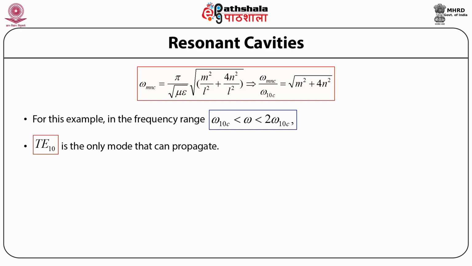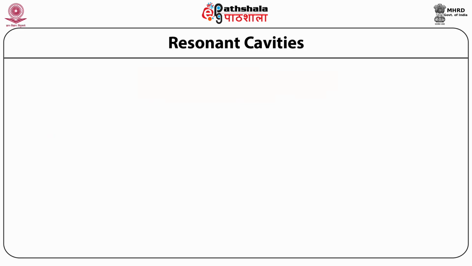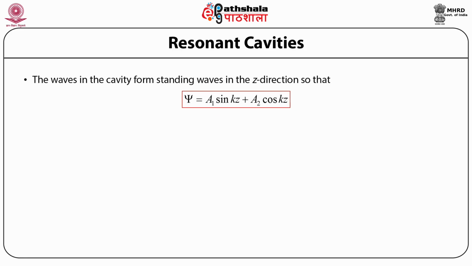Now let us consider the case of resonant cavities. Again, we define a cavity with a cylindrical shape and arbitrary shaped cross section having length L, with the axis of the cylindrical cavity along the z direction, closed by planar surfaces normal to the axis and filled with a dielectric medium having electric permittivity epsilon and magnetic permeability mu.